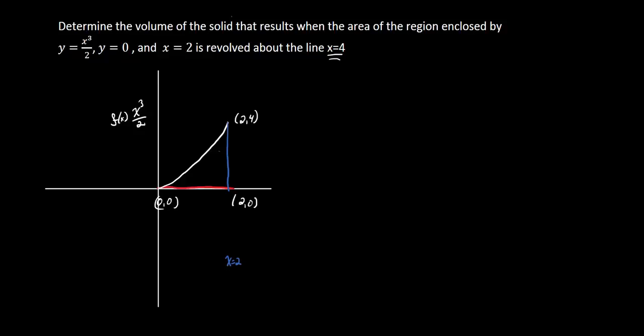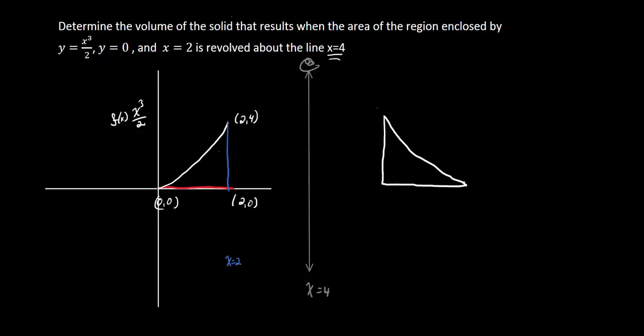Rotate about the line x equals 4. So this is the line x equals 4. We're rotating about this line, so I'm going to put my little corkscrew up on top. This will give me something that looks like this, trying my best to be as symmetric as possible. Here, here, and here.